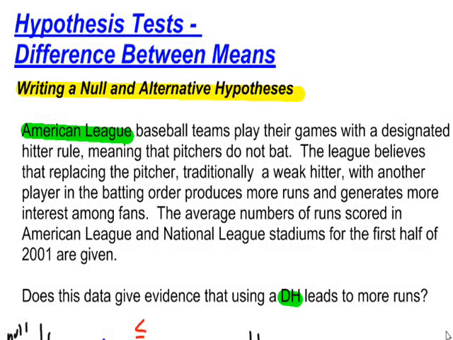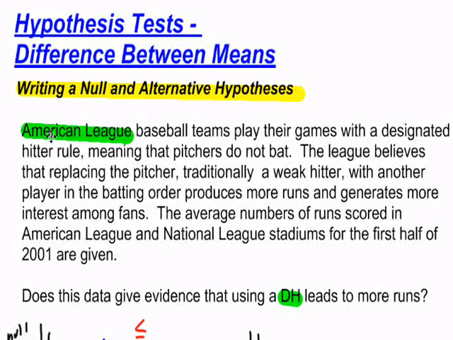I want to try to give you a quick example of how to conduct a hypothesis test for the difference between means. Now, in my last example, I showed you how to write null and alternative hypotheses. So let's just go through this, and I'm going to show you how you can use your calculator to run a hypothesis test for the difference between means.